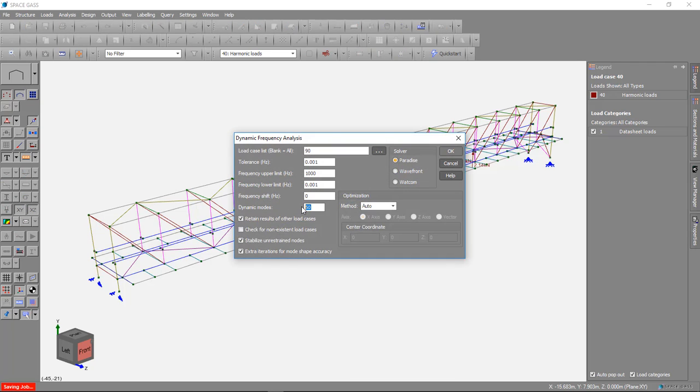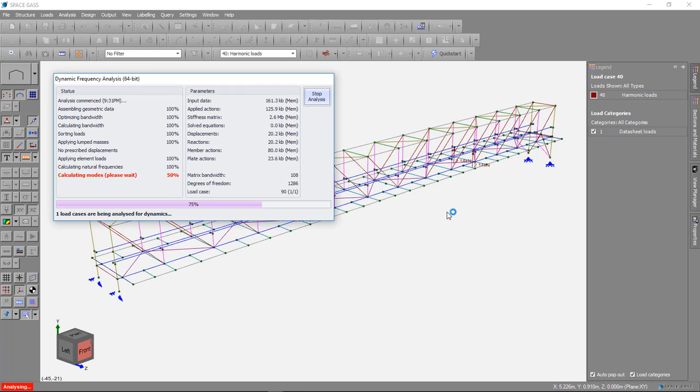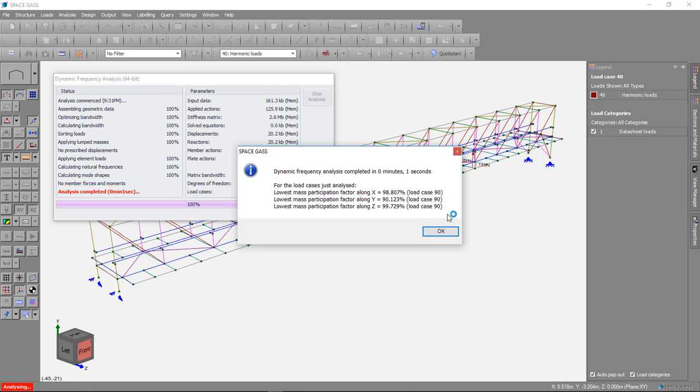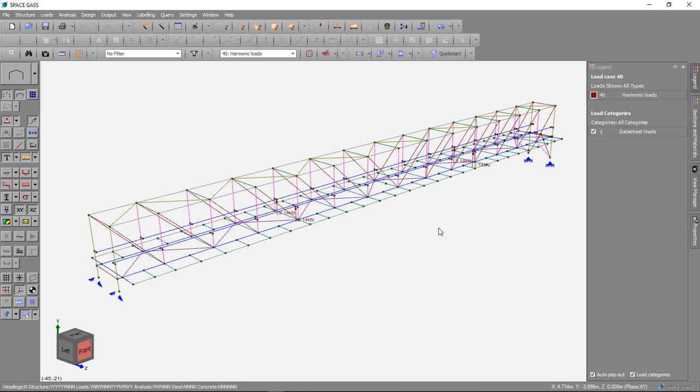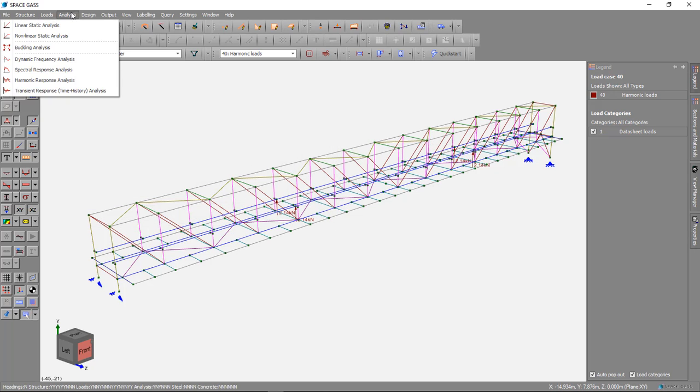So let's bump that up to 100 and see what happens. Okay, so this time we're just over 90, so let's say we're good to go. So now I can do the harmonic analysis.